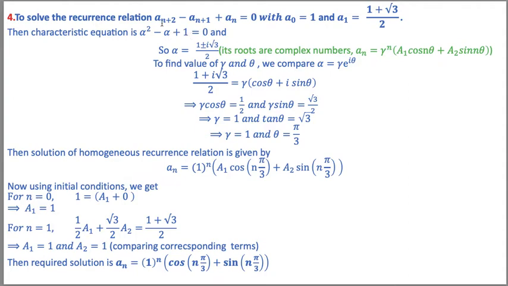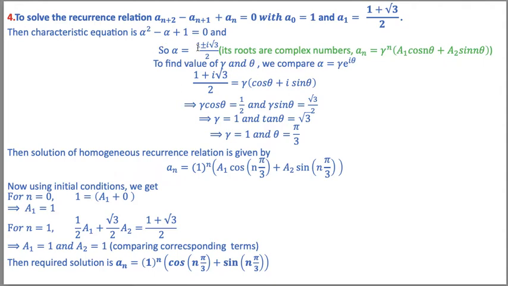If we substitute a_n equal to alpha^n and a_(n+1) equal to alpha^(n+1), then we get this characteristic equation. If we solve this equation, we get alpha equal to (1 ± i√3)/2, because this equation can be compared to ax² + bx + c = 0, and using the Sridharacharya method, here a is 1, b is -1 and c is 1, and according to the Sridharacharya method, x is equal to (-b ± √(b² - 4ac))/2a.